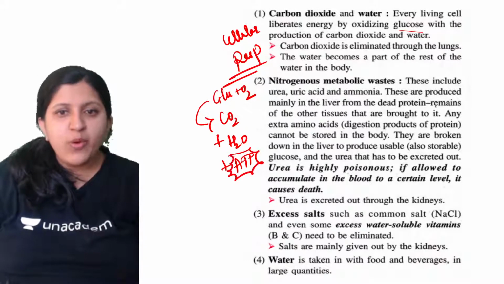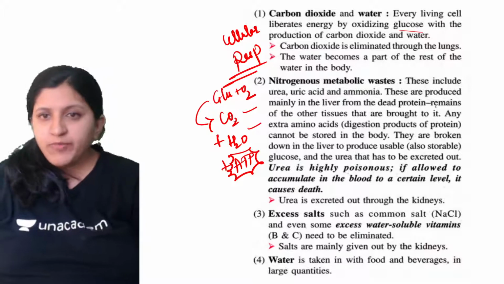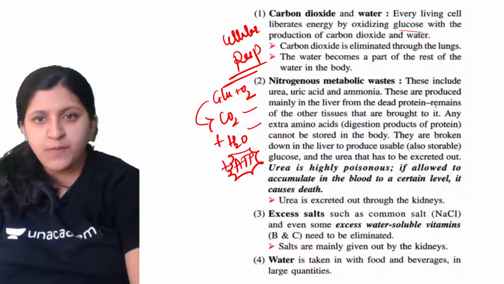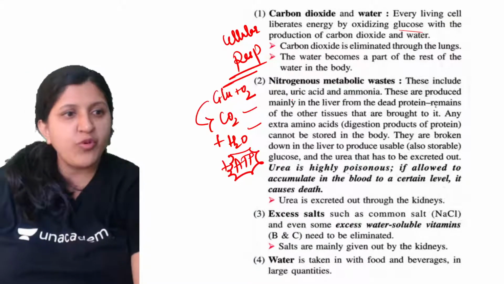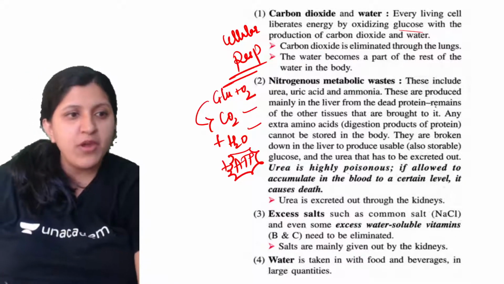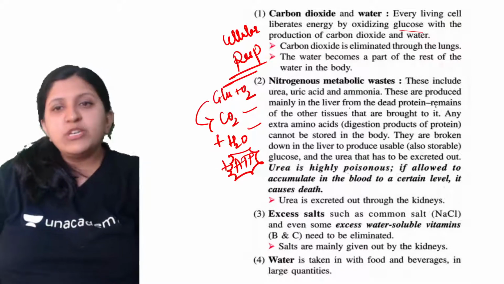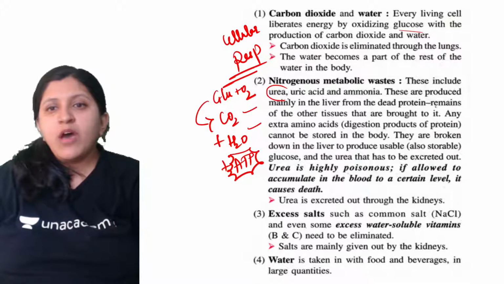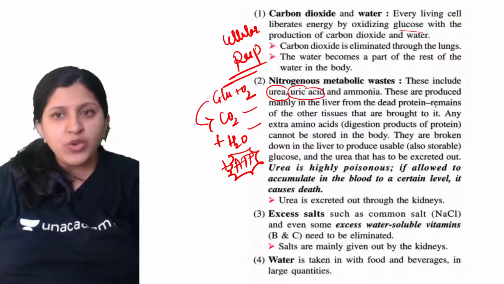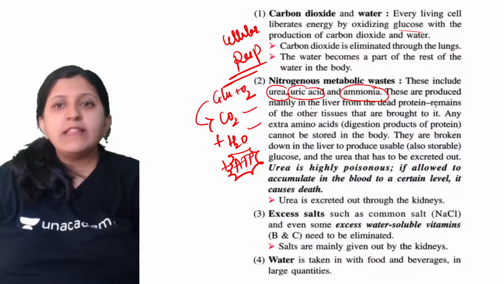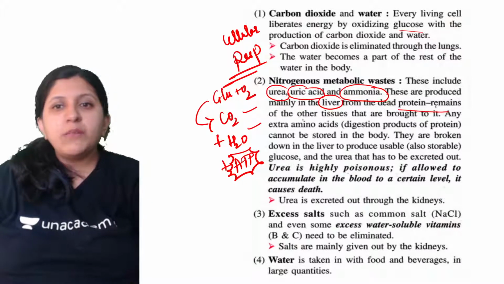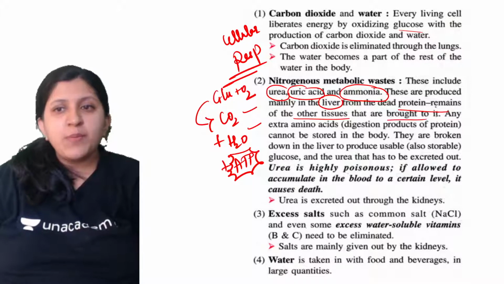So this we require, and these are to be got rid of. Water becomes a part of the rest of the water in the body. If there is not enough water, it is going to be a part of the respiration. Then nitrogenous waste, when we mention it, includes urea, uric acid and ammonia. All these are nitrogenous waste, and these are mainly produced in the liver from the dead protein remains of the other tissues that are brought to it.